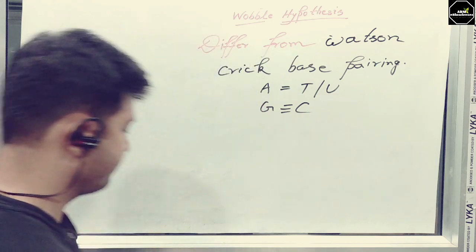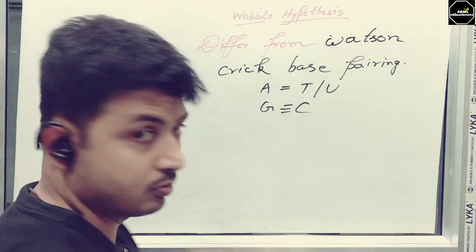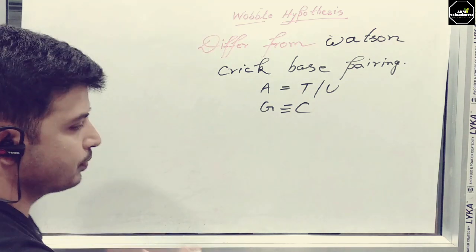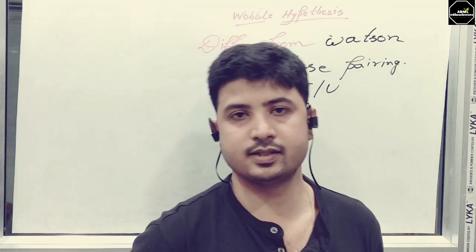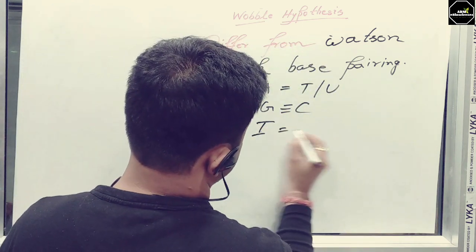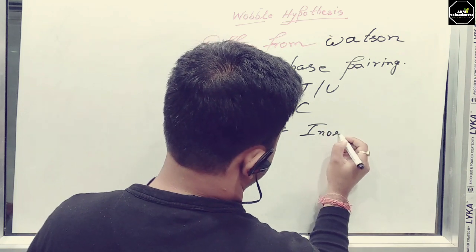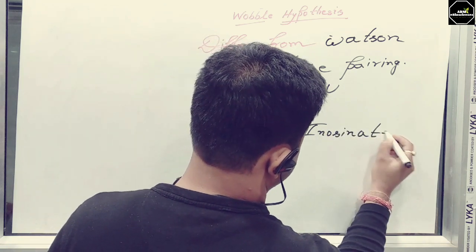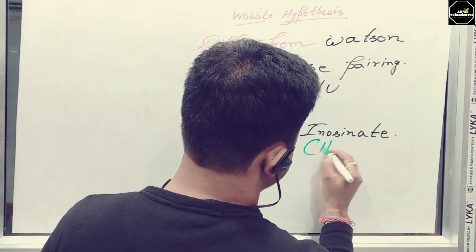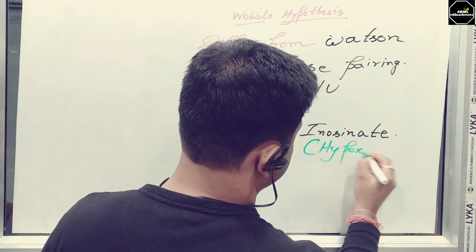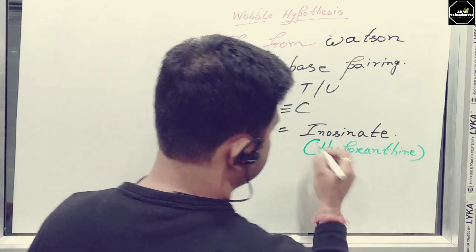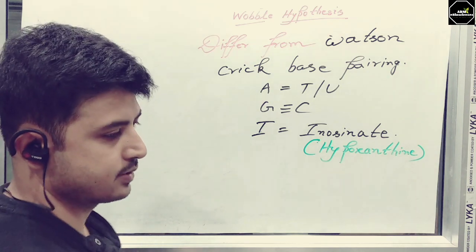I'll give you some examples and draw diagrams so that it will be easy for you. Here, I'm going to introduce one more base, that is inosinate. I is equal to inosinate. Inosinate is a nucleotide which contains hypoxanthine as a base.